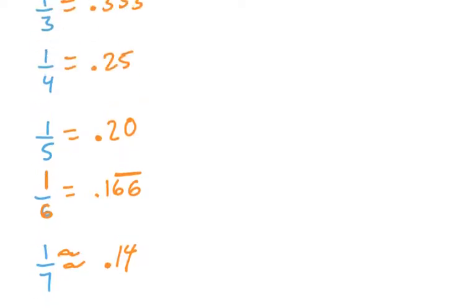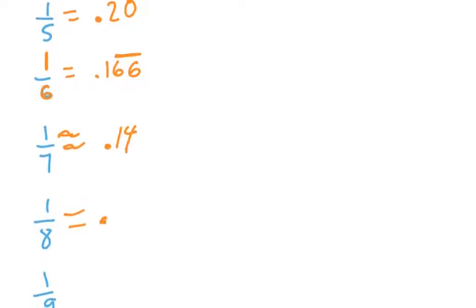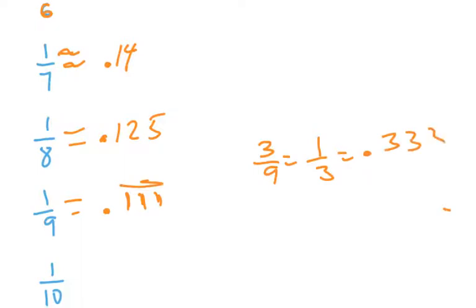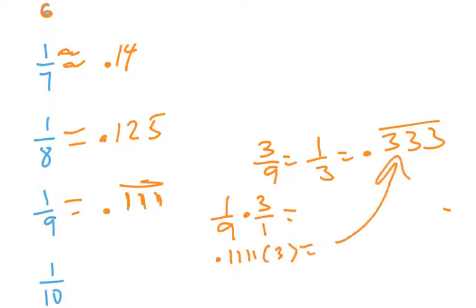1/8 is half of 1/4, and half of 25 is 12.5, so this is 0.125. 1/9 is 0.1 repeating. And this is easy to remember because you know 3/9 reduces to 1/3, which is 0.333. So 3/9 is really just 1/9 times 3, right? Then it makes sense for this to be 0.11, because that times 3 is 0.3333 repeating. So there's a thought.